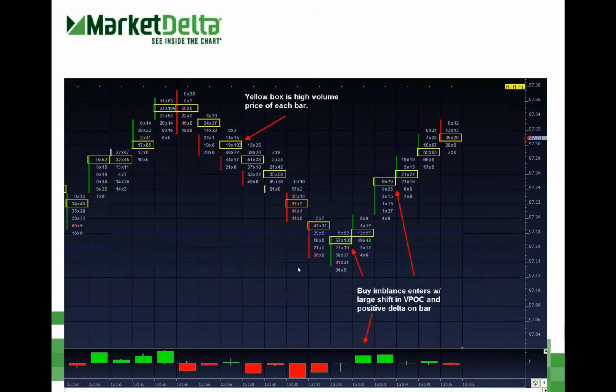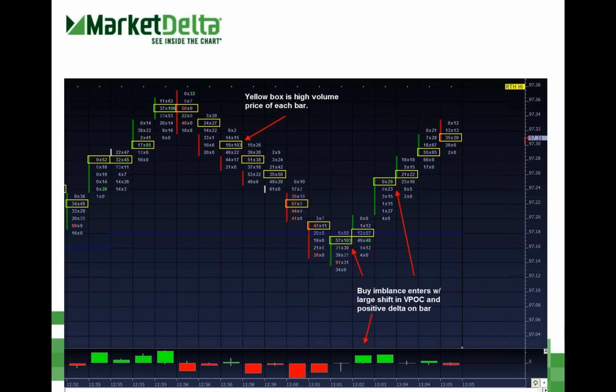All right, what's this? This is crude oil. For those of you, I'm not just going to be showing stock indexes. You'll see some crude oil examples. Crude obviously is a volatile instrument. It's fun to trade, but it's not for everybody.